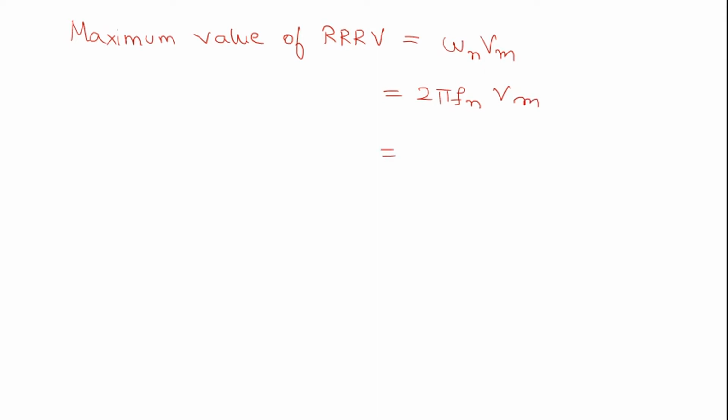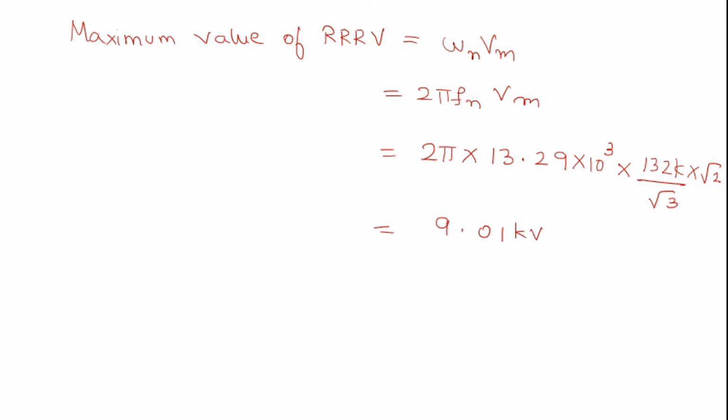So if we substitute, we get 2 pi into Fn. We have already calculated Fn as 13.29 kilohertz, into Vm. Vm is 132 kV into root 2 divided by root 3 for per phase. If we calculate this, it comes out to be around 9.01 kilovolt per microsecond. So this is the maximum value of RRRV.